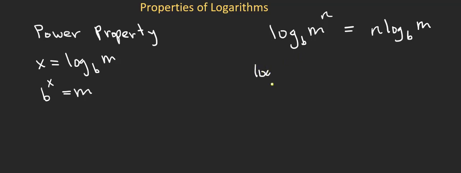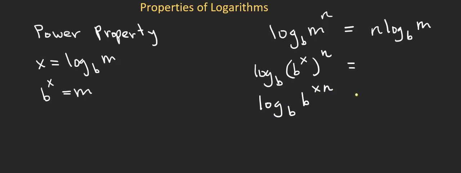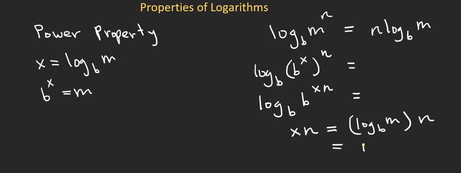Using substitution, you get log base b of b to the x, to the n power. What do you do when there's an exponent next to each other like that? You multiply. Log base b of b to the x times n. Again, you have a log base b of b, so this is just x times n. Using substitution, you get log base b of m times n, which is the same thing as n times log base b of m.